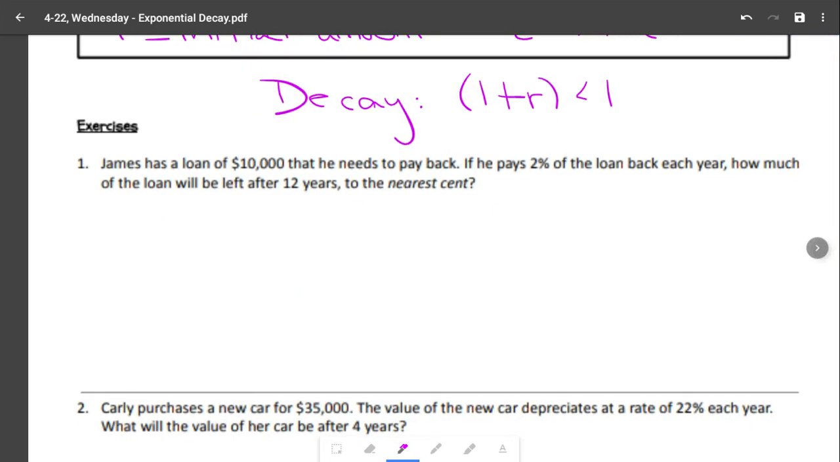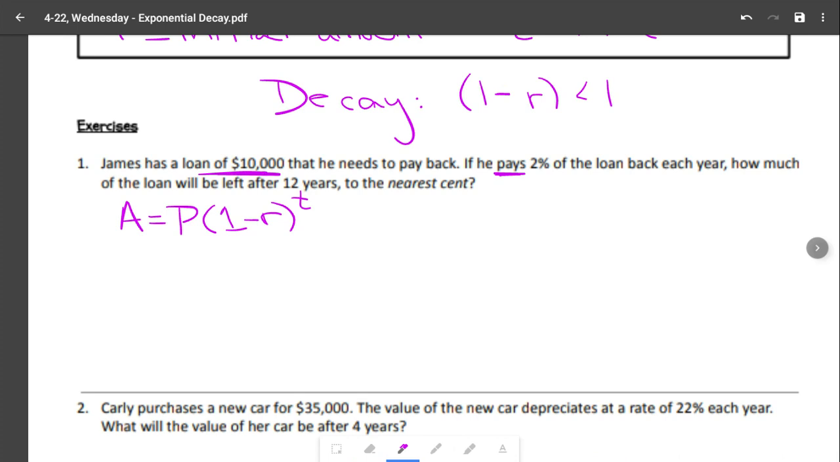So if we take a look at number 1, it says James has a loan of $10,000 that he needs to pay back. If he pays 2% of the loan back each year, how much of the loan will be left after 12 years to the nearest cent? Now he is paying back the loan. That means that the value of that loan would be decreasing as he pays it back. So we're going to use this new decay formula. And I just noticed up above, for decay, that should say 1 minus R is less than 1. Not 1 plus R. That was from growth. All right, back to number 1.